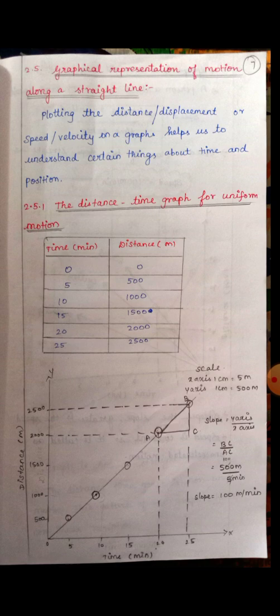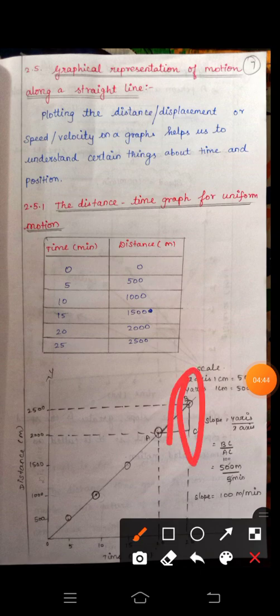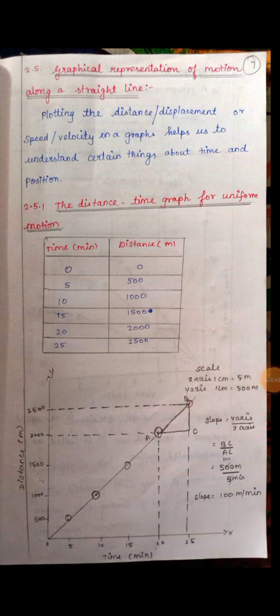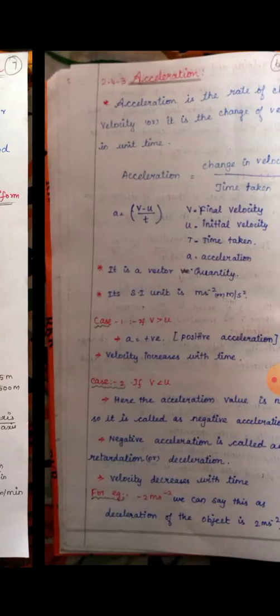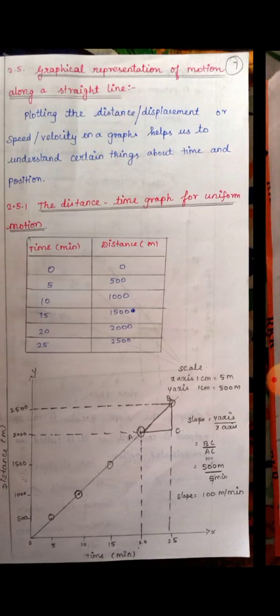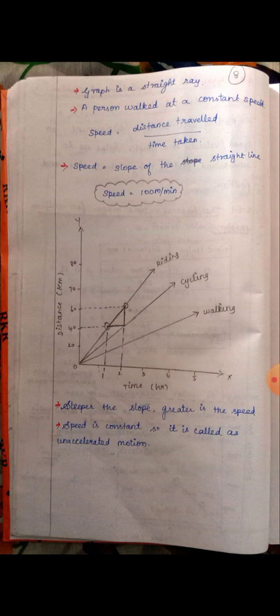We have to plot as A, B and C. So slope is equal to y-axis by x-axis. Here y-axis is BC, so we are taking this. X-axis is AC, we are taking this. So finally the slope is 100 meter per minute. 100 meter per minute.